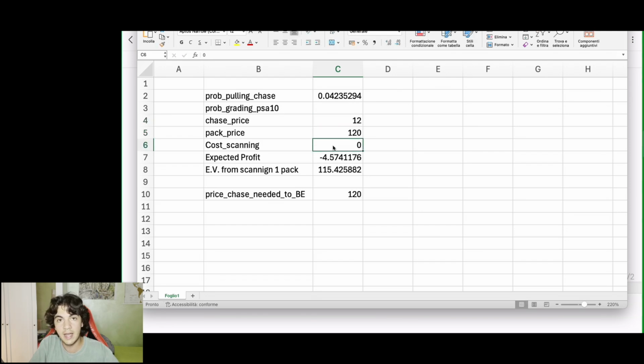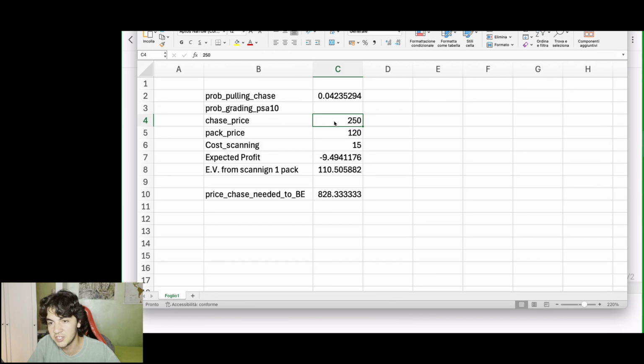What is the cost of scanning? Well, I heard it's 15. Let's say it's 15, it doesn't matter. You can change it, or you can build this model yourself now that you have a formula. So on average, you're expected to lose $9.50 every time you scan a Twilight Masquerade box, considering this probability of pulling a Greninja.